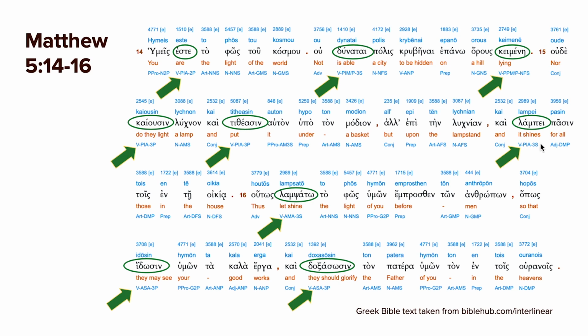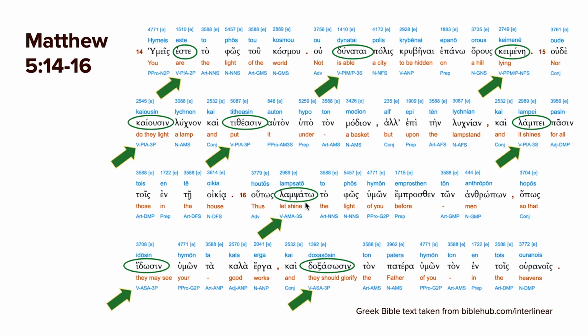And then lampe. Here's PIA, present indicative active, my favorite tense for beginners. Lampe sounds like lamp. That's where we get our word lamp, actually. It shines, present. See, that's a present, it's happening now, or it's a general truth. You put it on the lampstand so it shines. Let it shine. This is an imperative.